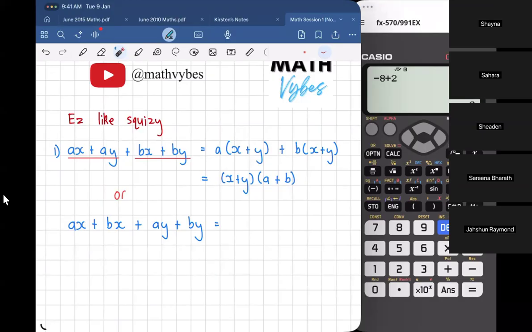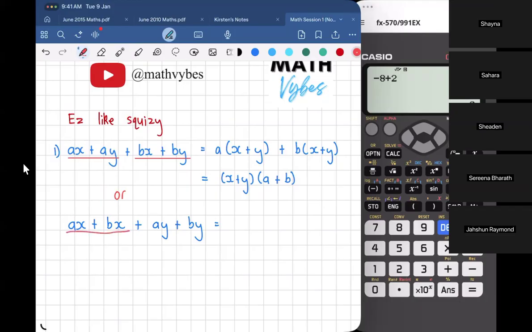Shayna, Serena, Jashon, anybody, Isaiah. Addition is commutative, right? Nice. So, Shayna, commutative is just a fancy word for saying it doesn't really matter the order. You could switch it around, the order wouldn't affect it.